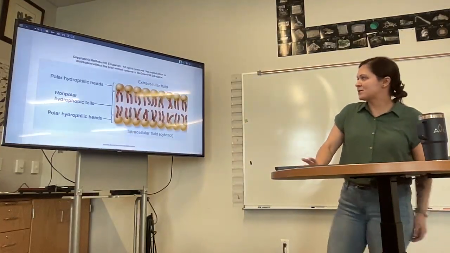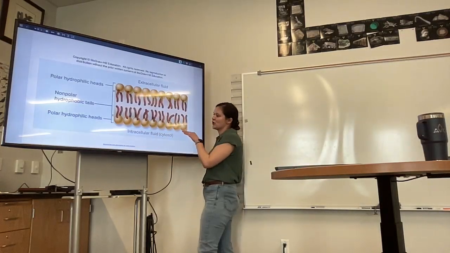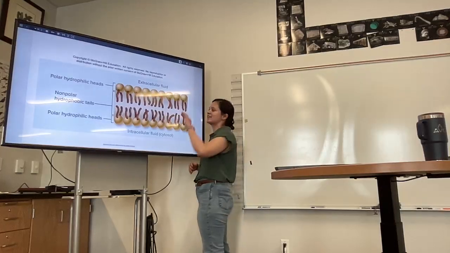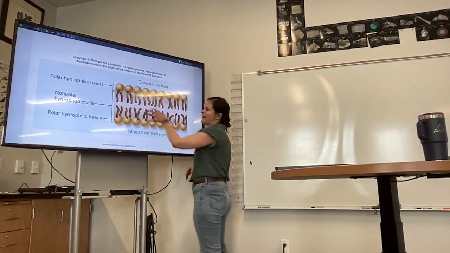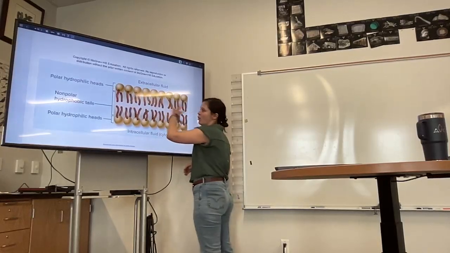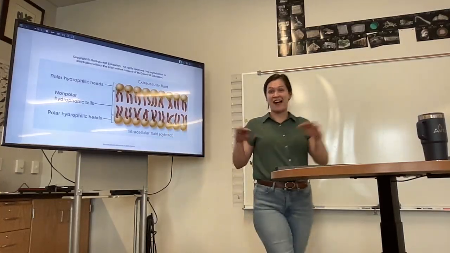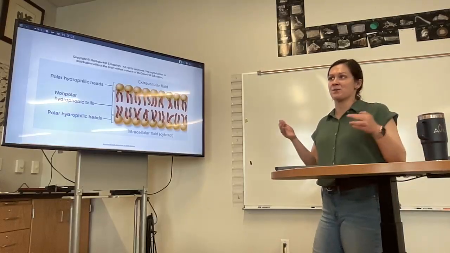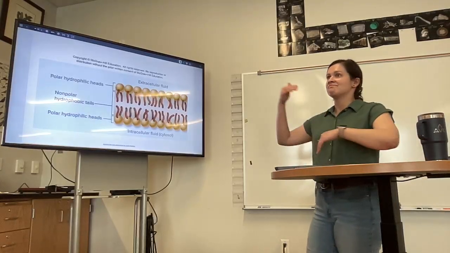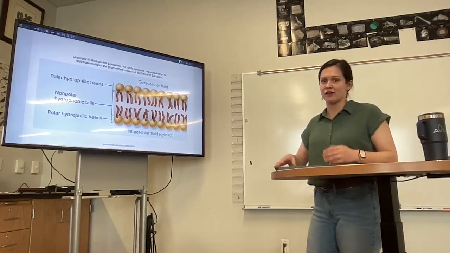Okay, this is what that non-polar barrier looks like. So we've got the polar head groups pointing into the cell and out of the cell, and then our non-polar fatty acid tails pointing towards each other. This is the non-polar barrier that we're talking about in cell membranes. Just that fatty acid layer, that is the barrier that prevents polar molecules or ions from being able to cross on their own.